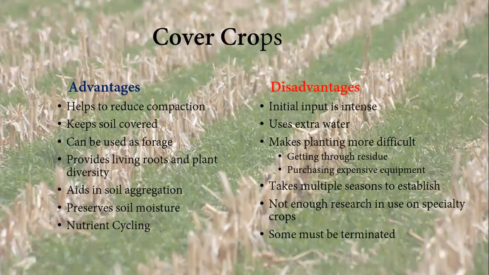Cover crops can be a bit contested, especially in a specialty crop system. So let's discuss some disadvantages and some advantages of using a cover crop. Disadvantages might be something like our initial inputs are really high. It's very intense, a lot of work to get a cover crop going. And on top of that, it takes a really long time to see results. You don't see results within the first 2 to 3 years.